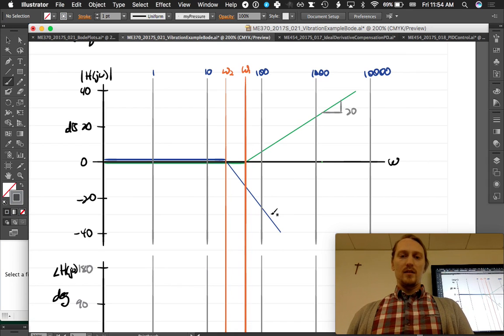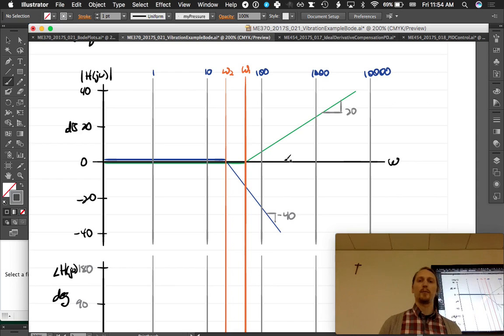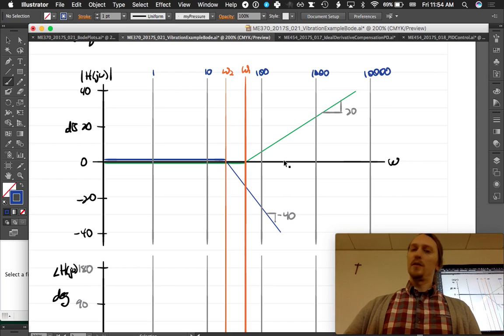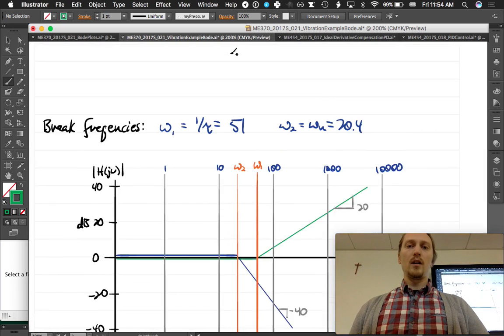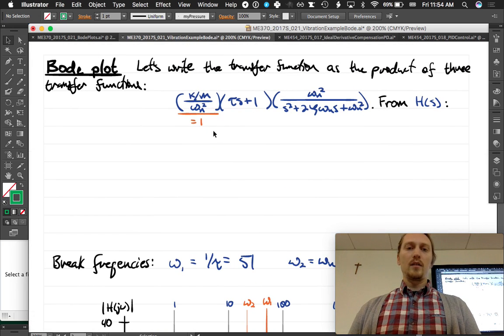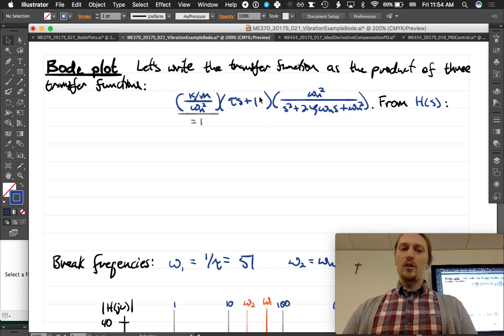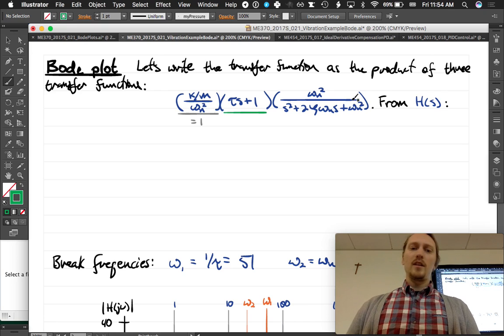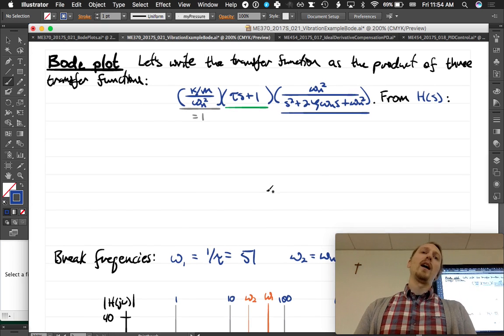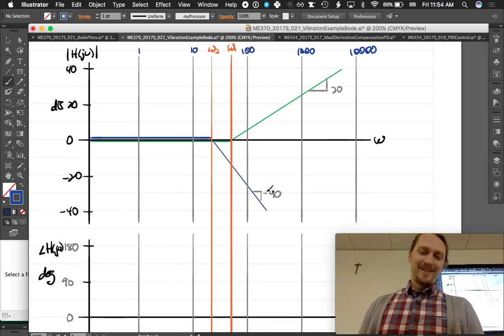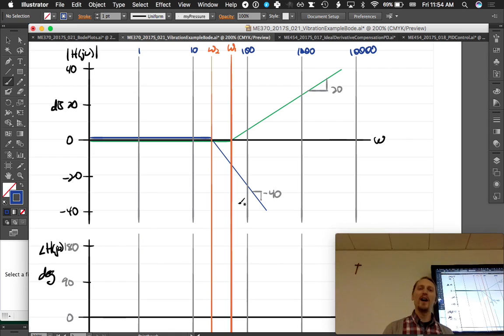So the blue line is for the complex conjugate pole pair. If I did a little legend here, I would do green line. Watch this. Green line is for this one. Yeah, like that. And blue line is for that one. All right. So we've got those two.